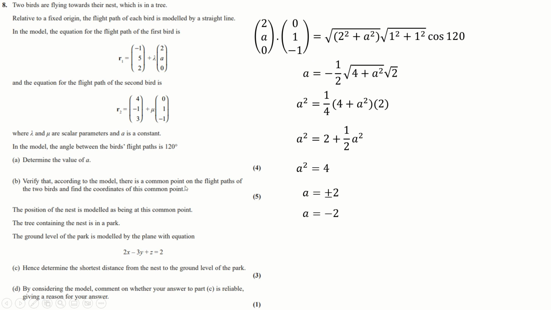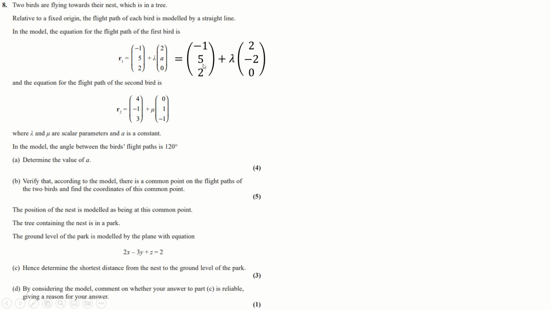Verify according to the model that there is a common point here. All we have to do, I've put a into here I guess, is write the x, the y and the z line out here, so that's that, and we want those to be equal to the x, y and z line from here. So this is just 4 here, so -1 plus 2 lambda equals 4 if these are going to have a point of intersection, and 5 minus 2 lambda equals -1 plus mu, and so on. So we get those three.